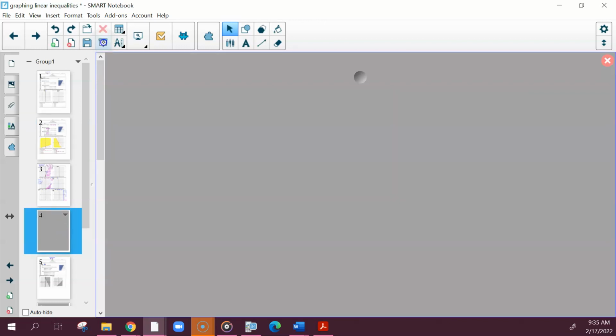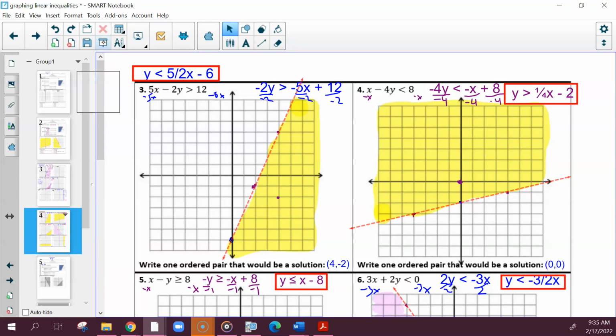On the back, number 4. Your inequality was y is greater than 1/4 x minus 2. So that was a dashed line shaded above. I picked 0, 0. You didn't need to pick the same one as me, as long as it fell in the shaded area, then that works. But if it fell on the line, that would not work.